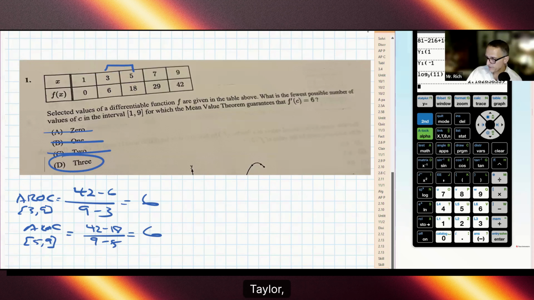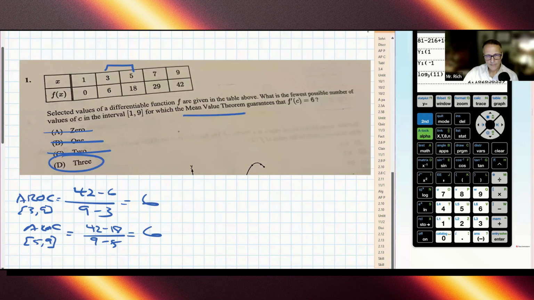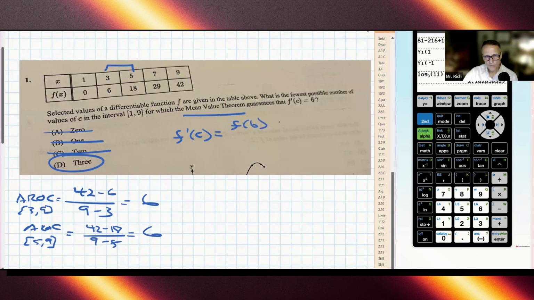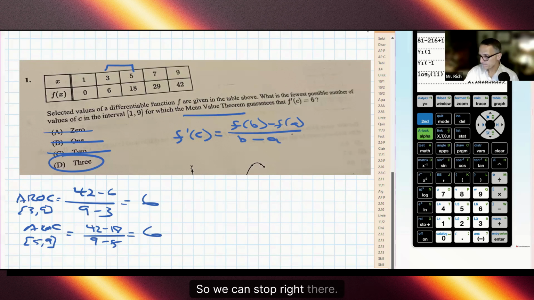I hope that helps, Taylor. I think the key there is checking all of the possible intervals where you could calculate an average rate of change. Because remember, the mean value theorem says that you're looking for a place where f prime of c is equal to the average rate of change over the interval right there. So there's a bunch of intervals to check there. We found at least 3, so we can stop right there.